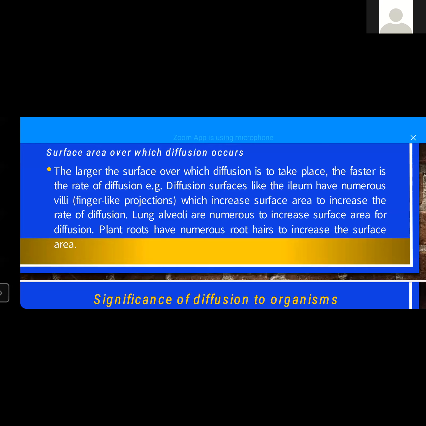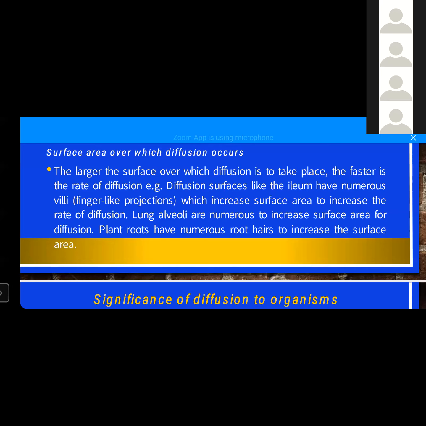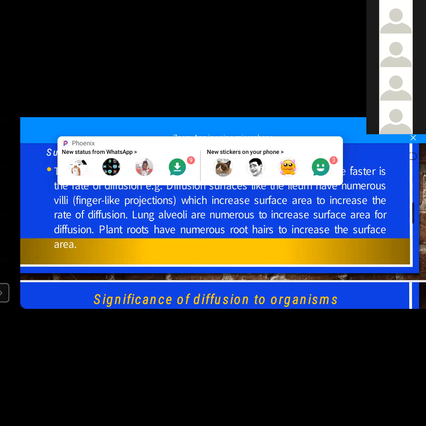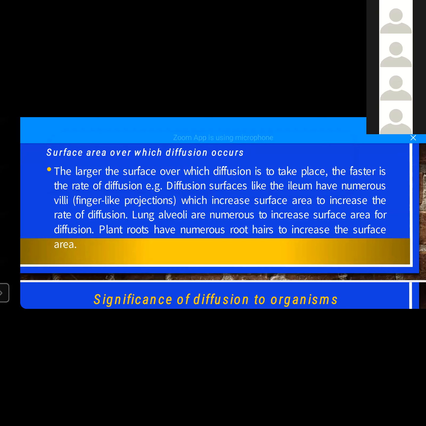an extended surface, then it means you're going to have more molecules that at one time T will be able to diffuse through that surface. But if the surface available is small, then it means you'll have fewer molecules to diffuse across at a time. So look at it that the wider the surface provided, very many molecules can diffuse at a go compared to when you have a smaller surface being provided.